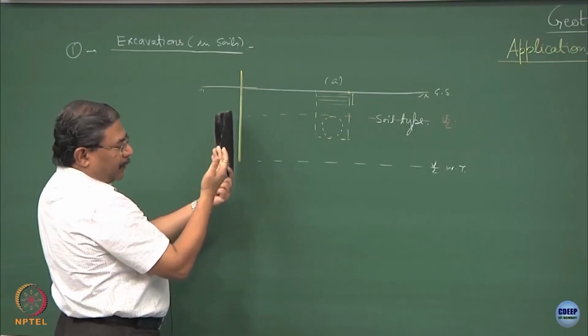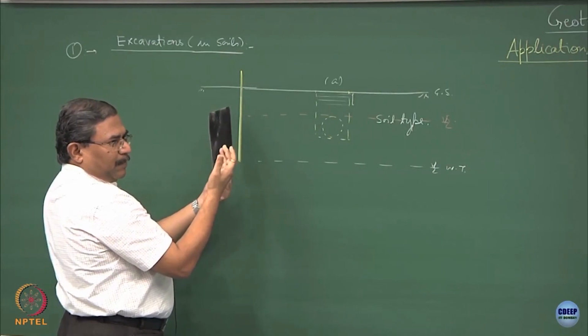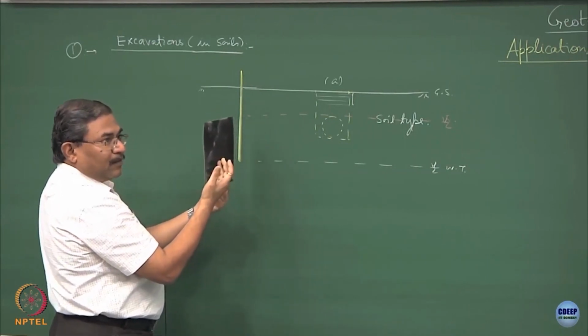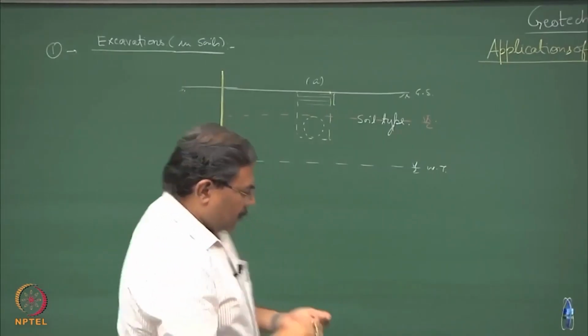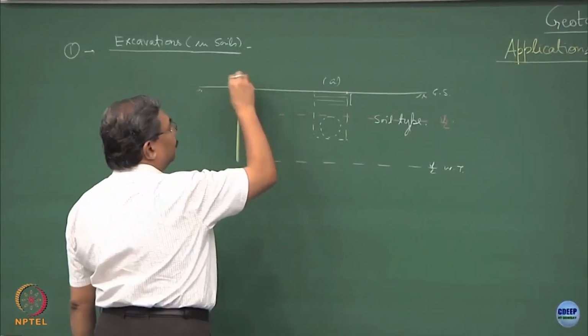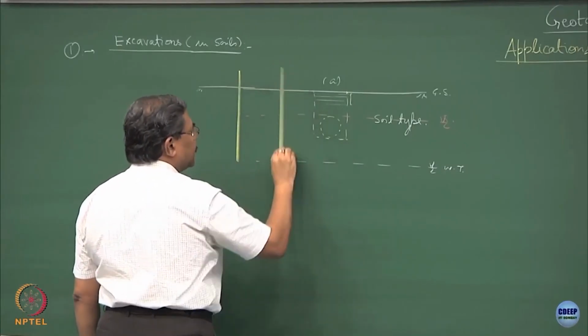This could be made up of steel, this could be made up of any composite, this could be made up of even concrete also depending upon your requirements, fine. So, another couple of this I will be inserting over here. So, this is the sheet pile system.